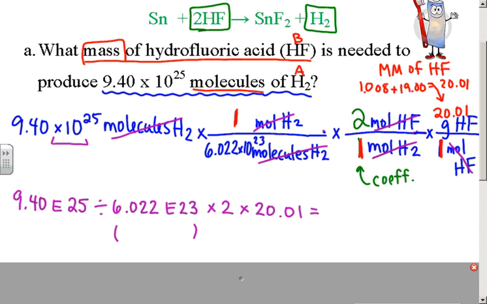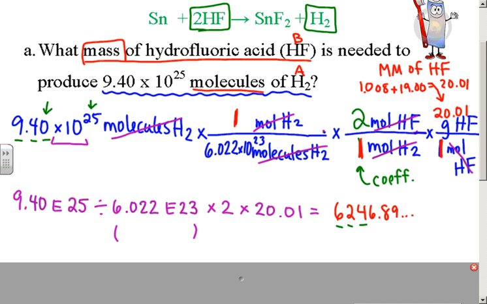The answer I get for this is 6,246.89. To follow my rules with significant figures, I'm going to look at what I started with. 9.40 times 10 to the 25th had 3 significant figures. A 0 at the end after a decimal does count as significant. The power of 10 does not affect significant figures. So my answer should also have 3 significant figures.